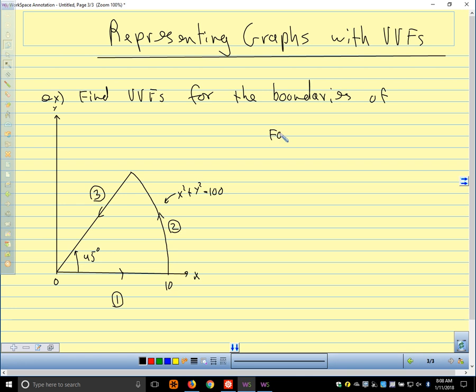And we're going to say for boundary 1, well, what's y on this boundary? y equals 0. That's a nice, easy one. And what do we want to do for x? x equals t, and t is going to go from 0 less than or equal to t less than or equal to 10. So we could say for r1 of t is t i hat. Just leave it at that. 0 less than or equal to t less than or equal to 10. And there's a vector valued function for that boundary.